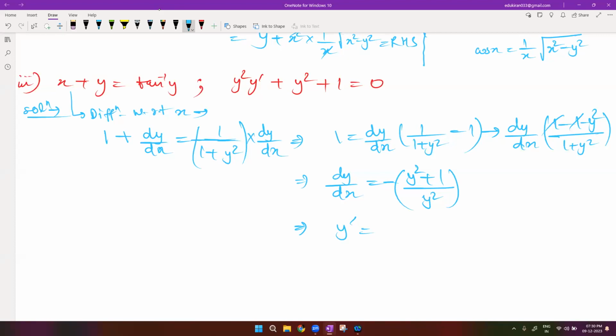Now I am multiplying this y square with this. So can I write y square into dy by dx as y square y dash is equals to minus times of y square plus 1? Now, if I take this to the left hand side, this minus will get multiplied with y square and 1 also. So this will become minus y square minus 1. If I take them to the left hand side, this will become y square plus 1 is equals to 0, which is the required differential equation if you see.